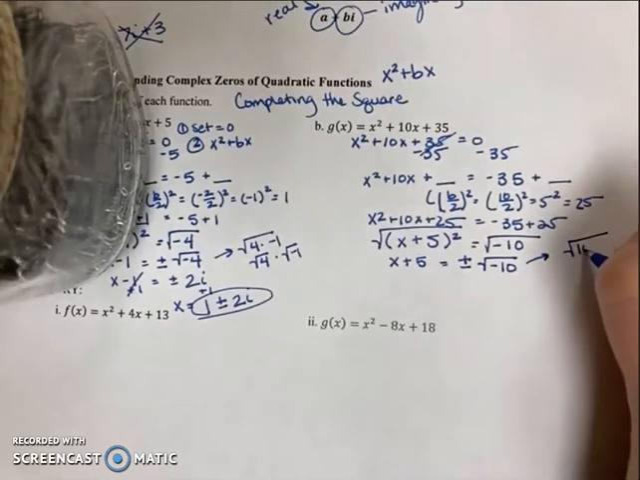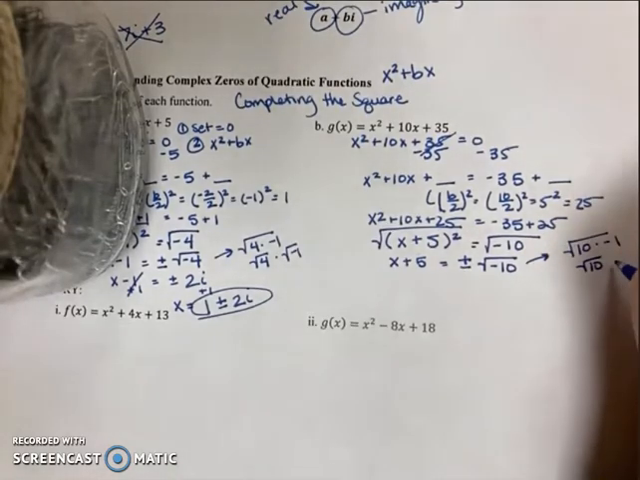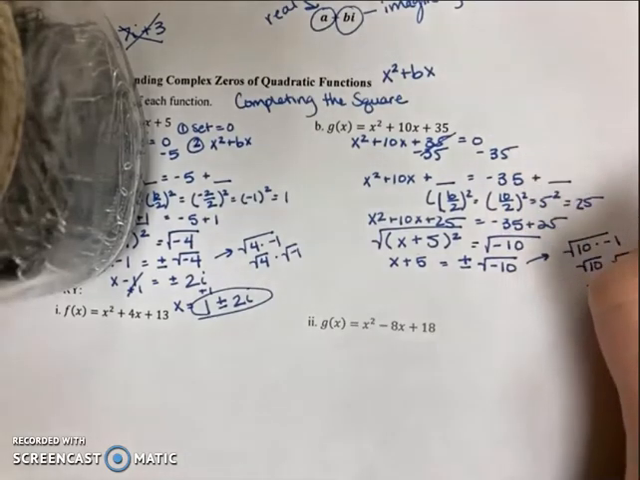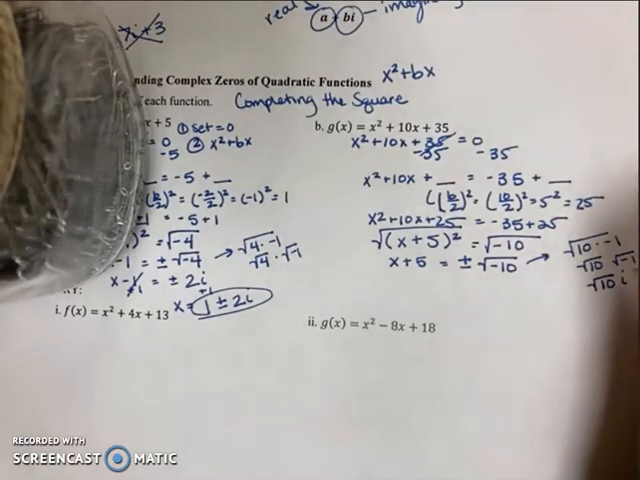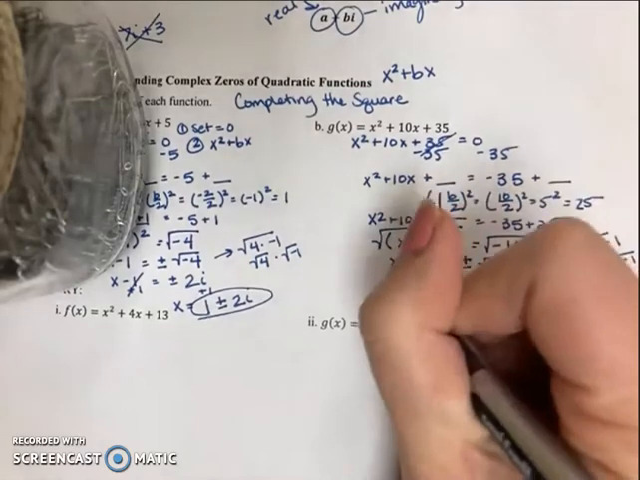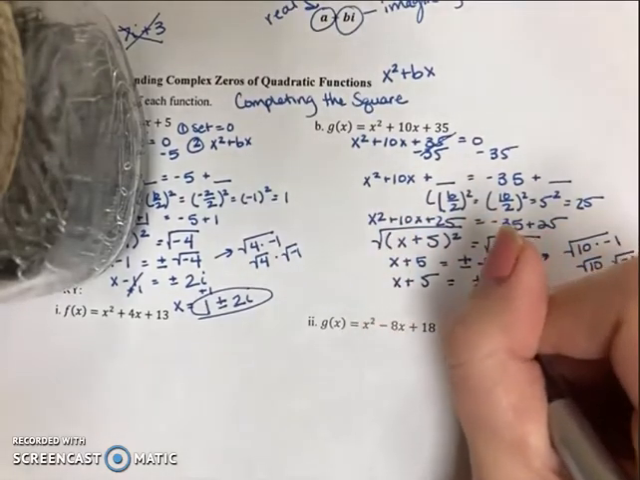The square root of negative 10 is the square root of 10 times negative 1. Square root of 10 times square root of negative 1. The square root of 10, its factors are 1 and 10, 2 and 5. None of those are perfect squares other than 1, so it just remains the square root of 10. And the square root of negative 1, we should know by now, is i. That's our imaginary solution. So I really have x plus 5 equals plus or minus the square root of 10 times i.